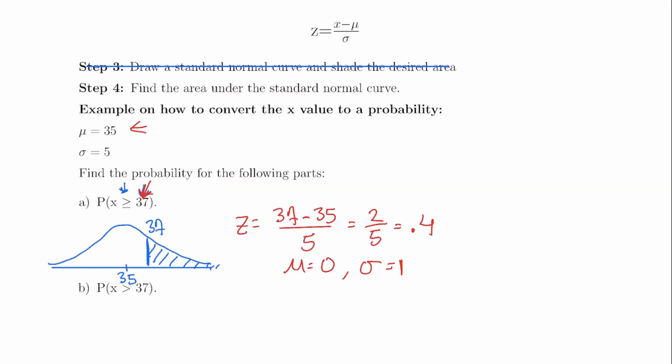So if we're drawing this out, our new drawing would look something like this, where the middle is 0. This is 0.4, and you shade the right side of 0.4, because we still want it to be greater than, but instead of it being greater than 37, now it's greater than 0.40, because 0.40 is 37. Any question for that new drawing?